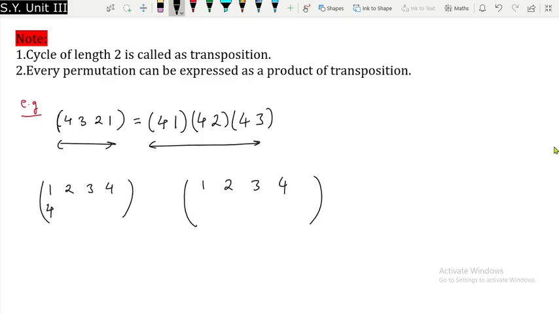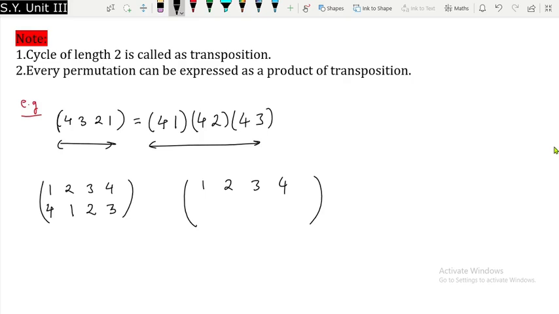Now what about 2? 2 is mapping to 1, so I will write 1 over here. 3 is mapping to 2, so I will write 2. 4 is mapping to 1 again, so I will write 1. I have missed something, I guess. What have I missed? Yeah, 4 is mapping to 3 and not 1. Okay, that is what I thought.